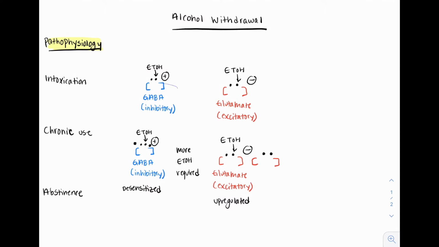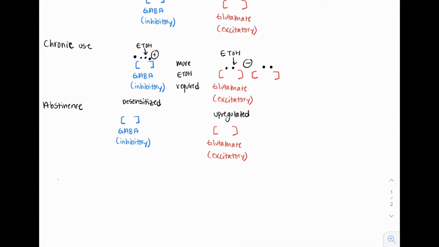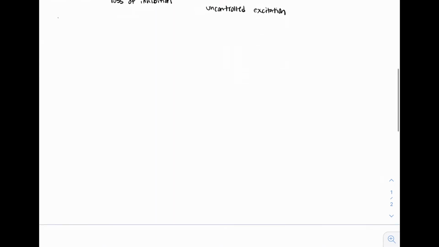When a patient stops drinking alcohol and becomes abstinent, there is a loss of inhibition of the GABA receptors and uncontrolled excitation of the glutamate receptors. This leads to the clinical findings seen in alcohol withdrawal and underpins why it is a potentially life-threatening condition.